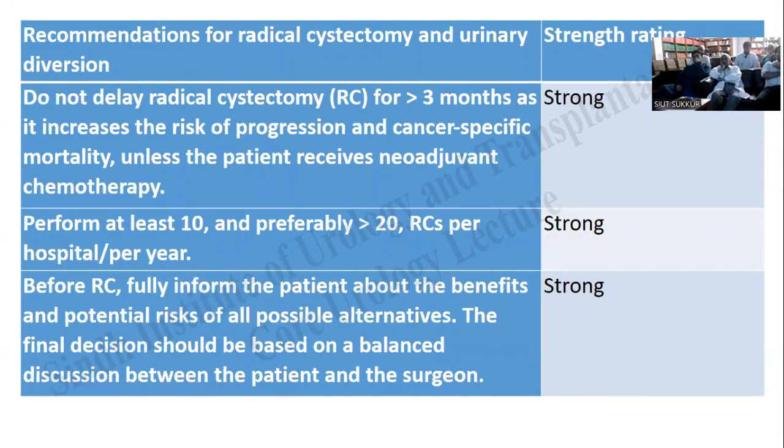Recommendations for radical cystectomy and urinary diversion. Do not delay radical cystectomy for more than 3 months, as it increases the risk of progression and cancer-specific mortality, unless the patient receives neoadjuvant chemotherapy. It has a strong strength. Perform at least 10 and preferably more than 20 radical cystectomies per hospital per year. Again, it has a strong strength. Before radical cystectomy, fully inform the patient about the benefits and potential risks of all possible alternatives. The final decision should be based on a balanced discussion between patient and surgeon.